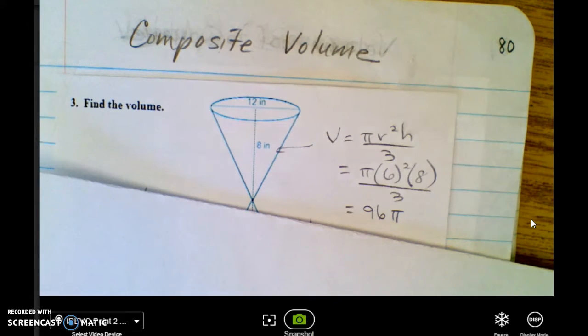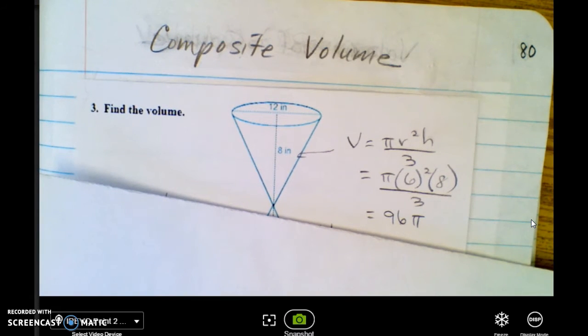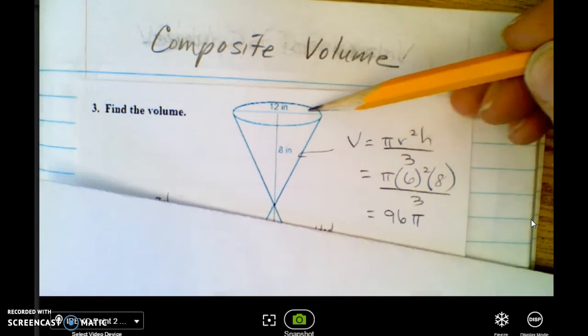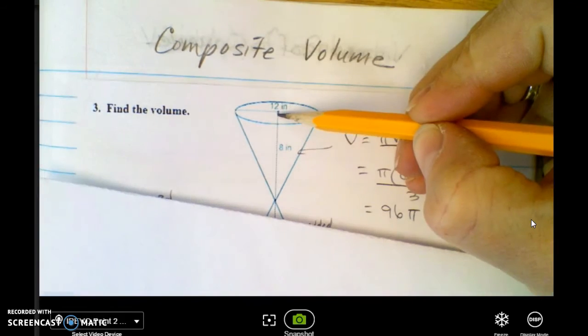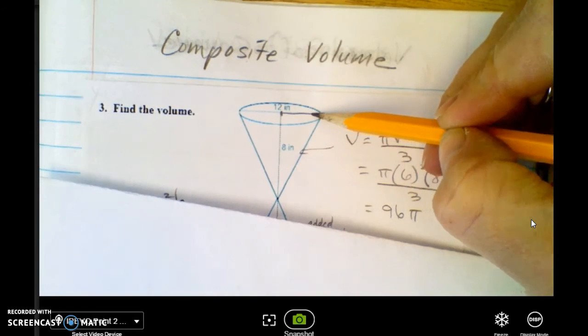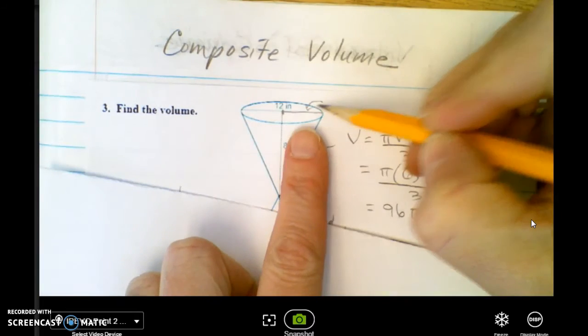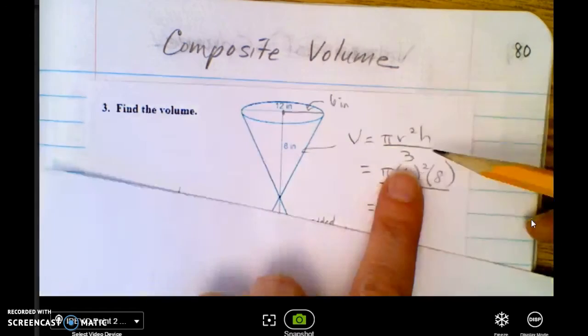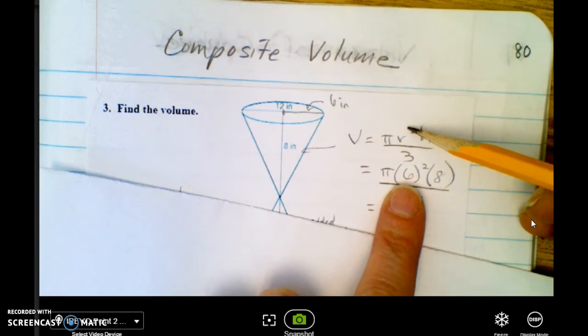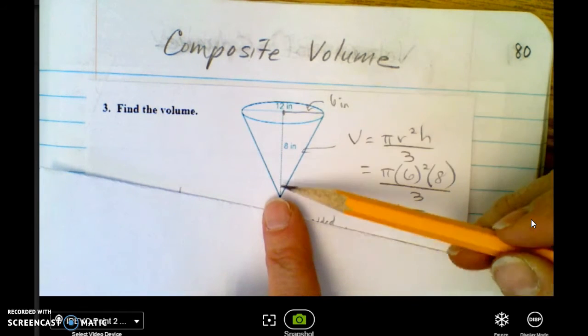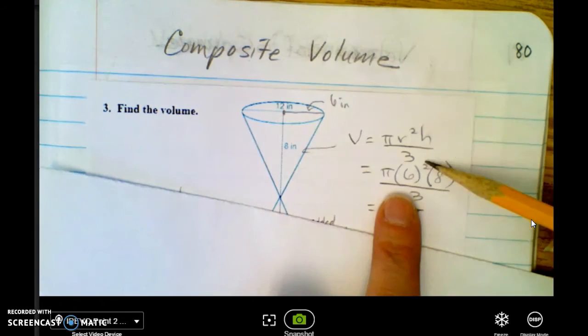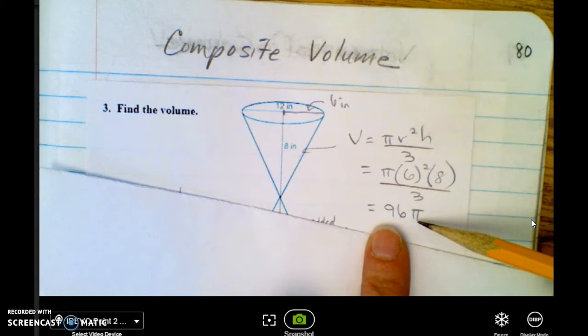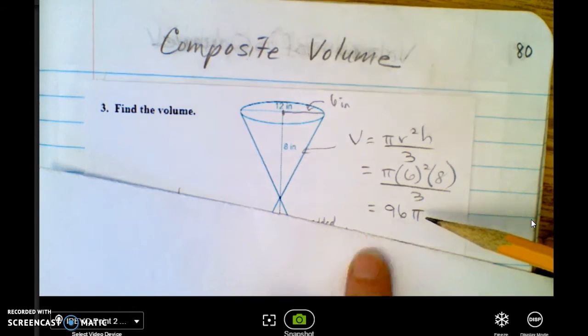Okay. The questions I wanted you to try on your composite volume. Right here, number 3, let's check the top cone first, which was larger. It showed us that it had a diameter all the way across of 12 inches. We know that for the radius then, we're only going to go halfway across, which is going to be 6. So hopefully in your formula you use 6 for your radius. Your height was marked very clearly, and that's 8 inches. So 6 squared times 8 divided by 3 should have given you a volume of 96 pi.